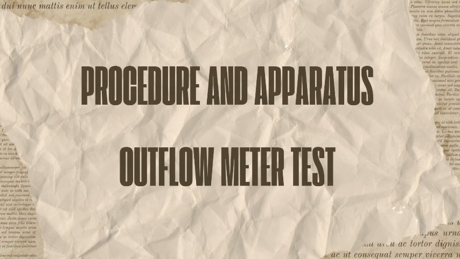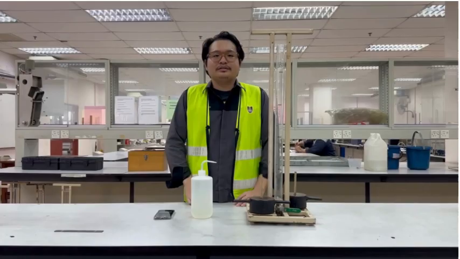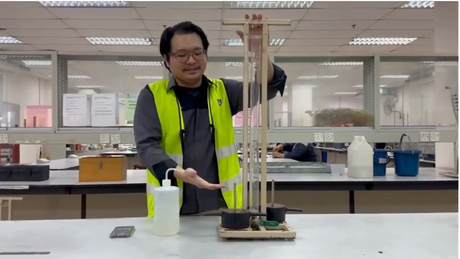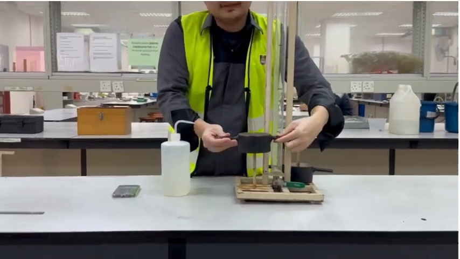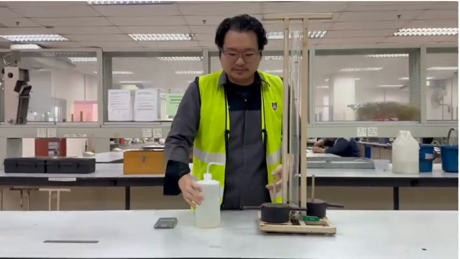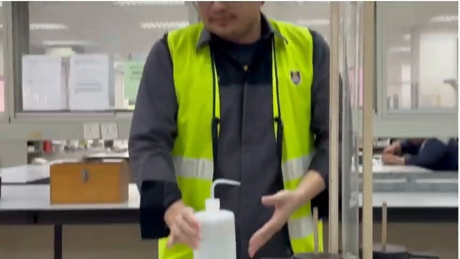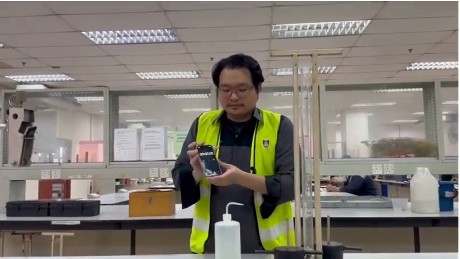So right now, I'm gonna explain about the procedure and apparatus about the outflow meter test. So for the test, first we need the outflow meter, and then the loading, and also water, and then a stopwatch.